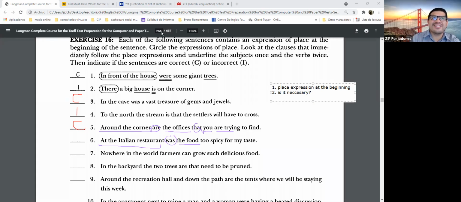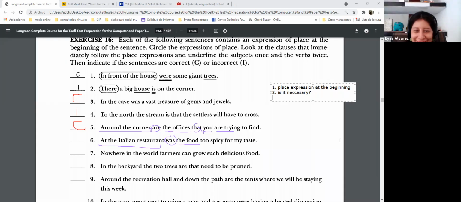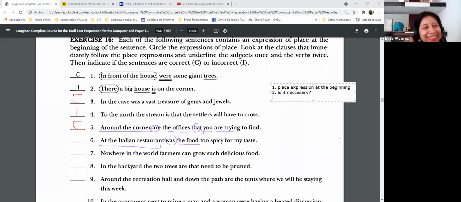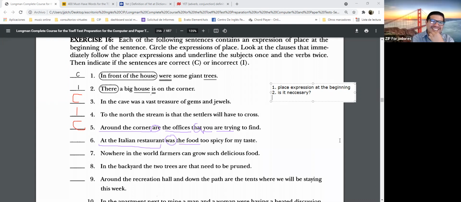So imagine that it doesn't exist. It has meaning, like the food was too spicy for my taste. Exactly, so it makes a complete idea. Maybe because they are talking about a specific food that is at the Italian restaurant. That is Italian the food. I don't know. I think it's just extra information.